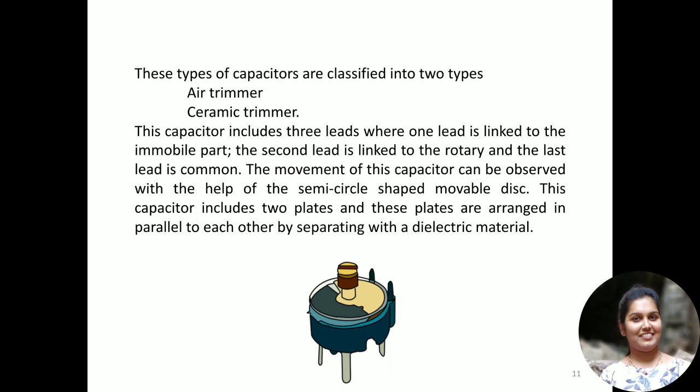The movement of this capacitor can be observed with the help of a semicircle shaped movable disc. The capacitor includes two plates, and these plates are arranged in parallel to each other, separated by a dielectric material. Okay, so this is all about trimmer capacitors and their types, air trimmer and ceramic trimmer.